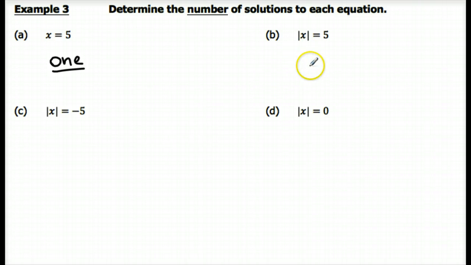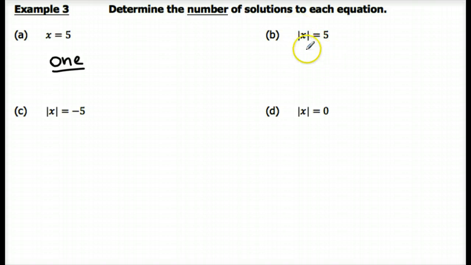So for B here, this is saying the absolute value of x equals 5. Well, think back to what absolute value means. Okay, what numbers on the number line are 5 away from 0? Okay, that's what this question's asking. What number can you plug in for x so that you get an absolute value of 5? What numbers are 5 away from 0?